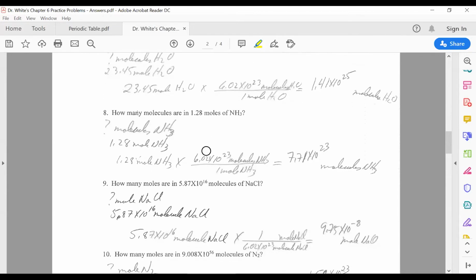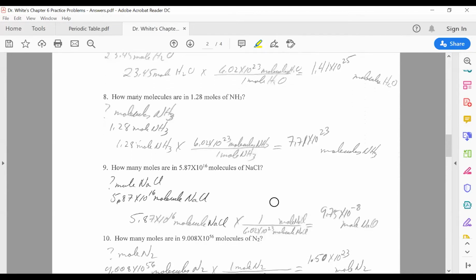Let's do number 9. Ooh, NaCl, sodium chloride, table salt. How many moles are in 5.87 times 10 to the 16th molecules of sodium chloride? What are you being asked to find? Whenever you look at a problem, that's the first thing you should be able to identify. And in this case, it's moles of sodium chloride.